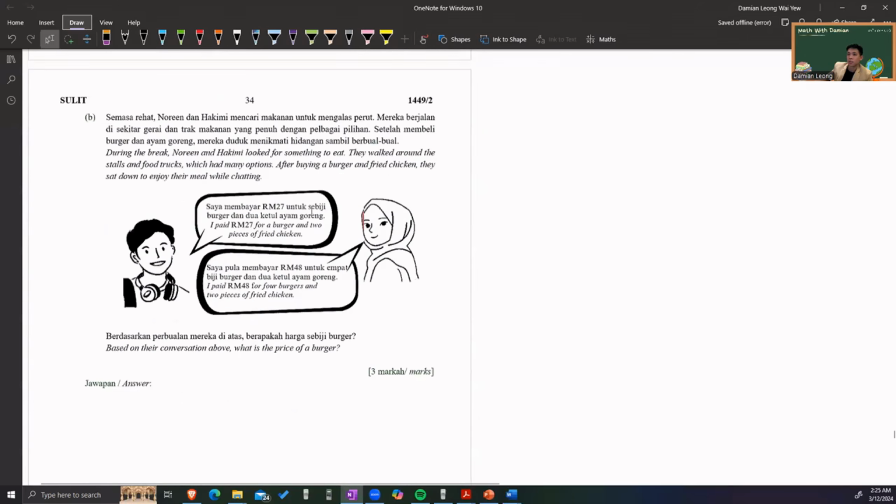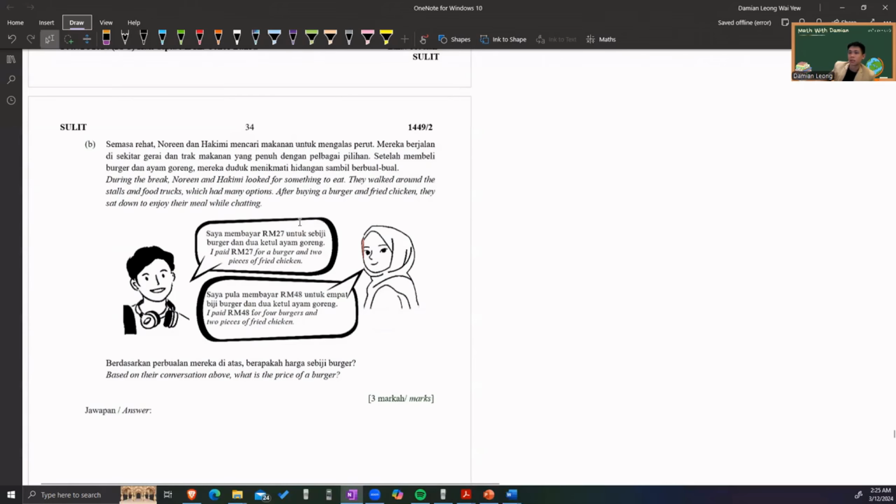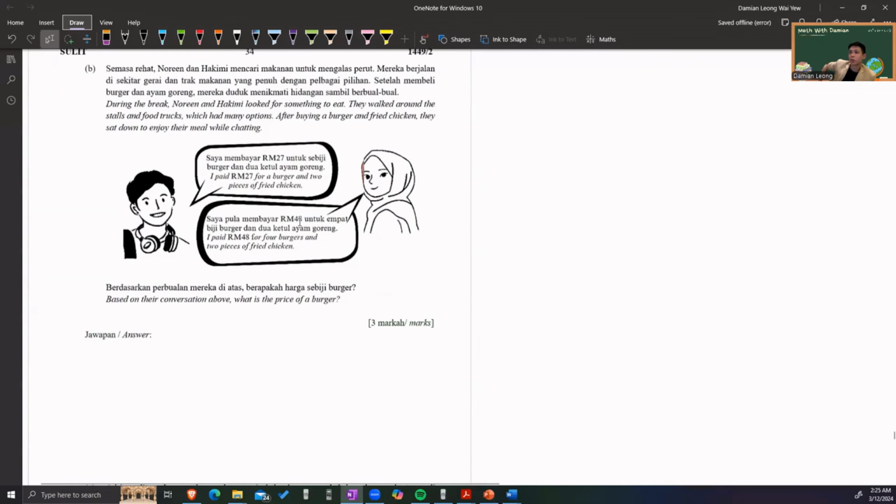Yeah. Then part B. During the break, Noreen and Hakimi look for something to eat. They walk around the stores and food trucks, which have many options. After buying a burger and a fried chicken, they sat down to enjoy their meal. So, one burger and 2 fried chickens, 27 ringgit. 4 burgers and 2 fried chickens is 48 ringgit.